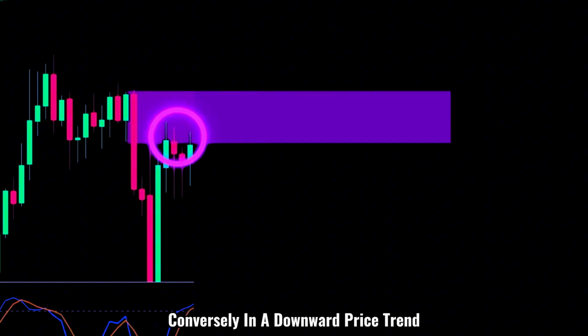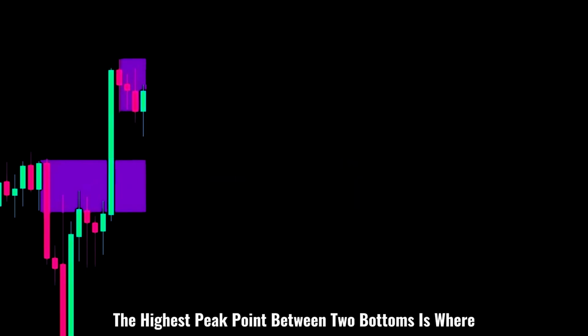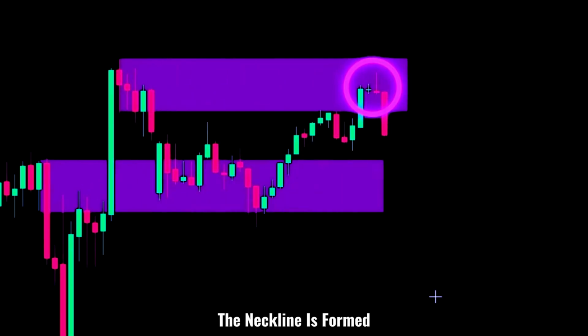Conversely, in a downward price trend, price creates 2 equal bottoms. These 2 bottoms form a support level. The highest peak point between 2 bottoms is where the neckline is formed.